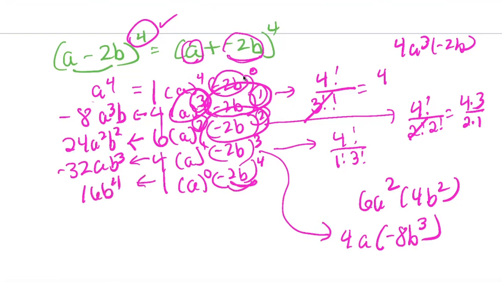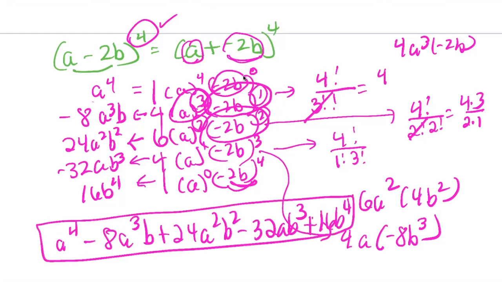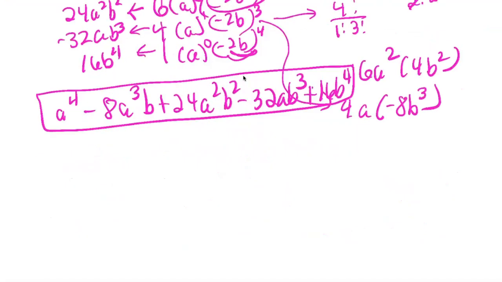So you see it alternates. A to the 4th minus 8a cubed b plus 24a squared b squared minus 32ab cubed. Sorry, I'm running out of room. Plus 16b to the 4th. Sorry, that's so ugly. I don't want to erase anything at this moment. All right, let's do one more.